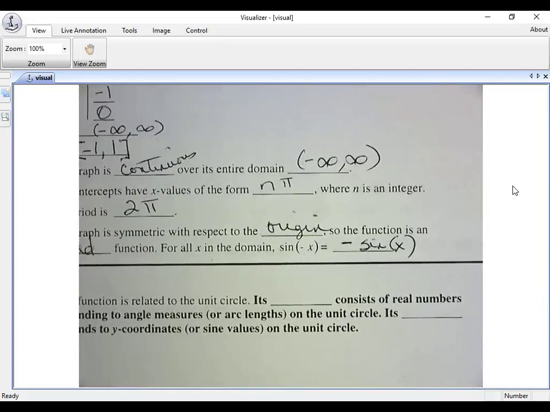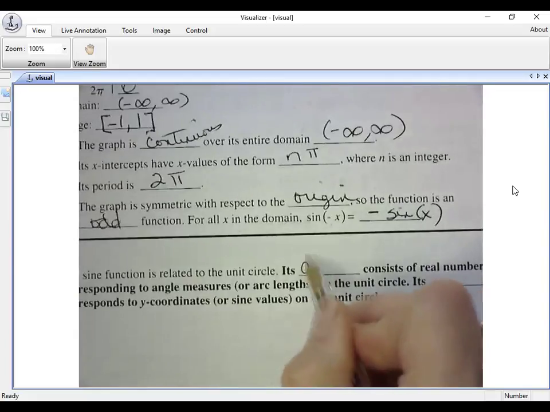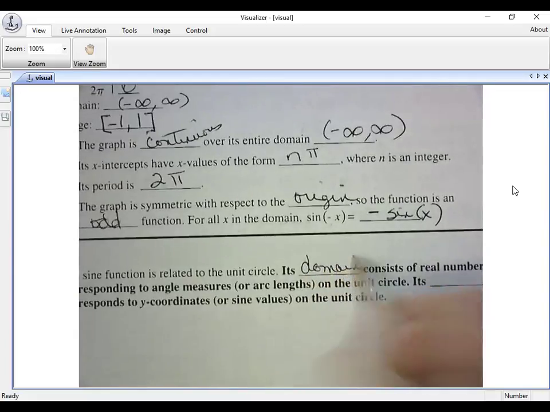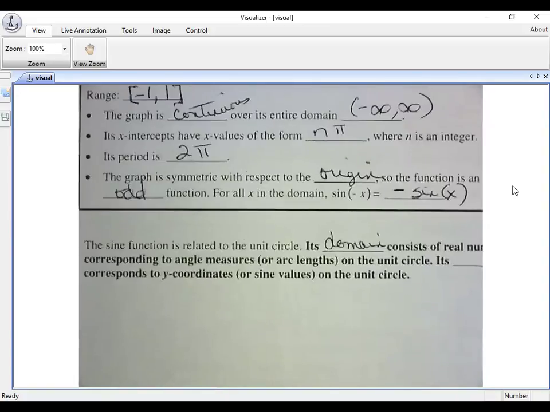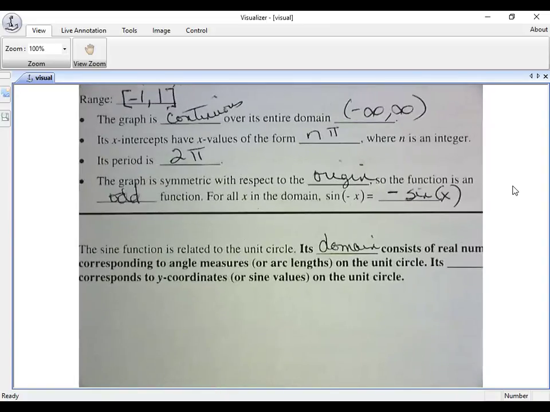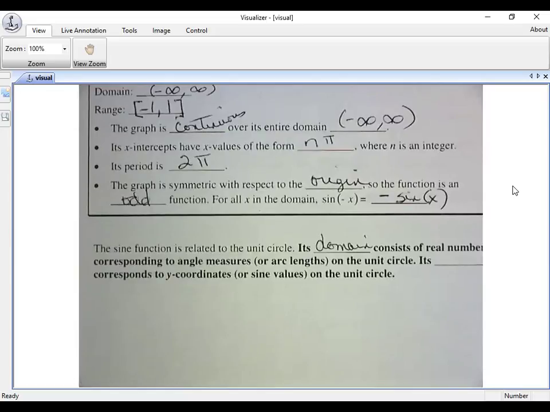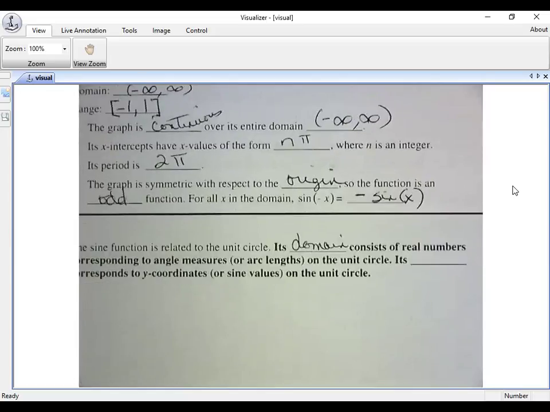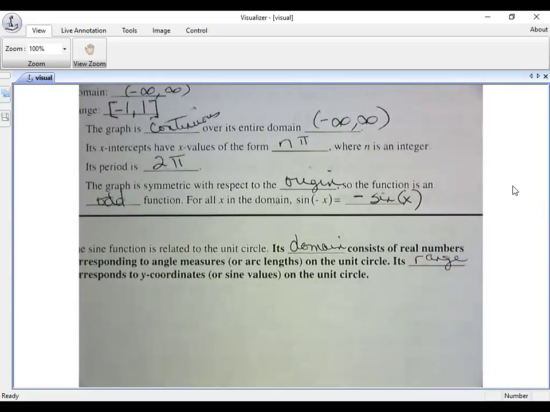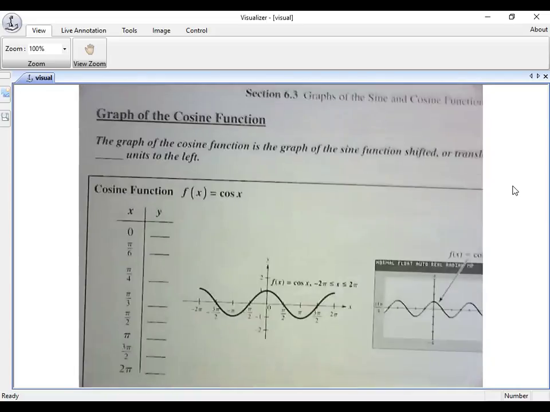Now, the sine function is related to the unit circle in that its domain consists of real numbers that correspond to angle measures or arc lengths. Because remember, when we're in radians, the arc length is the same as the central angle. And the range corresponds to the y coordinates or the sine values that are on the unit circle. So at this point, we've just summarized things we know about the sine curve. So far, so good? Let's do the same for the cosine.